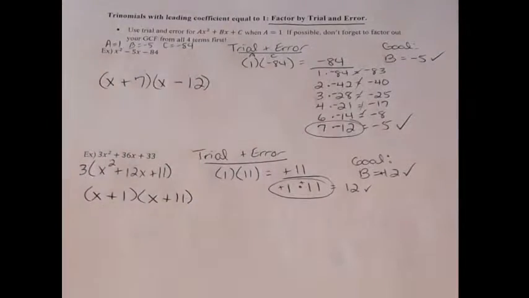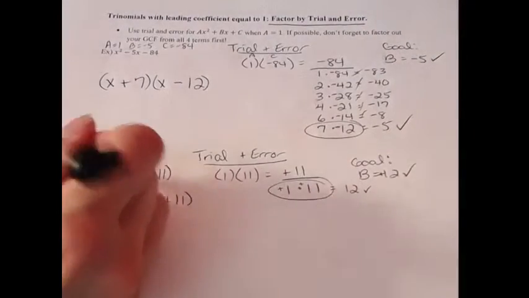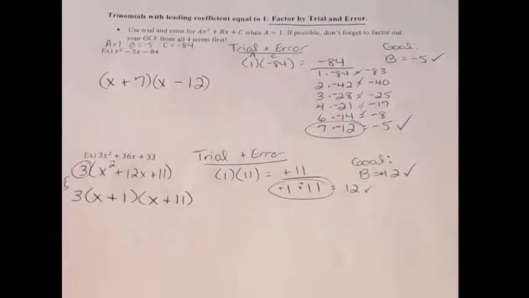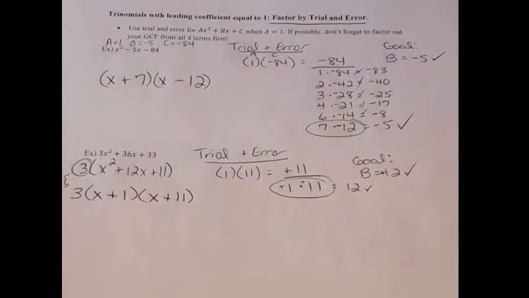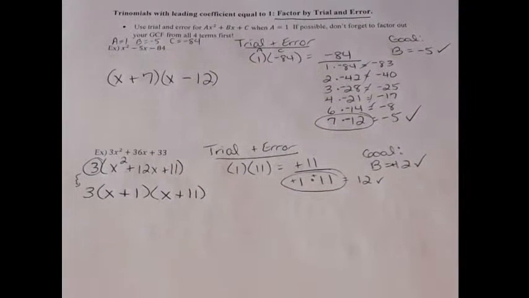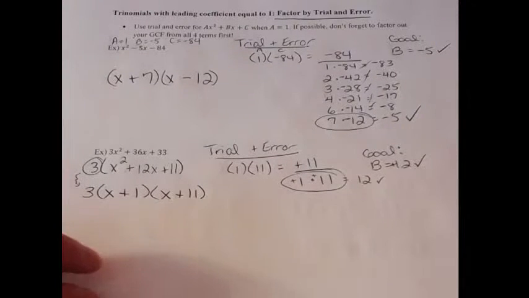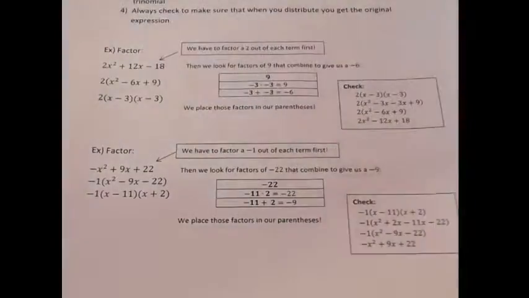I'm going to lift up my finger. Notice I still have a 3, so I'm going to bring that right down, and my final answer is 3 times x plus 1 times x plus 11. Isn't trial and error great? It's so awesome. Let's turn the page so that you can all try this and see how nice this process is and how quick it is. I love trial and error.